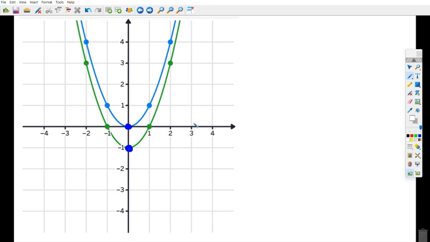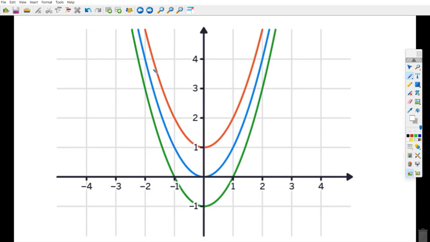1 unit down. Alright? So now, if you visualize y is equal to x squared plus 1, what do you think happened to the blue graph? Okay, it just went up 1 unit. So all these dots that I plotted just go up 1 unit. And I'm going to get a graph that looks like this. Okay, so there's my orange one. That's x squared plus 1.